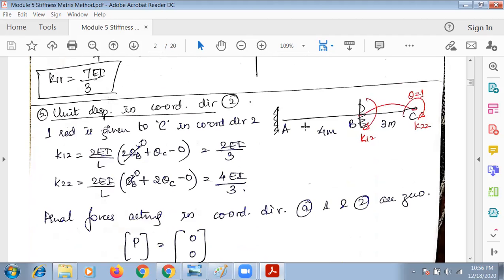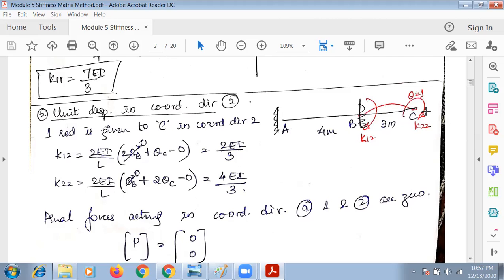Next, similarly, the same process should be applied at joint C. So when you're applying at joint C, again the same process, that is unit displacement in coordinate direction 2. Now if you add a unit rotation at 2, what would be the displacements happening? Again draw A, B, C as it is, only in coordinate direction 2, that is at C, that joint you have to release. You have to release that joint and apply the load. So fix A and B. Now at C, the first thing is to apply theta equal to 1 radian at C, that is in coordinate direction 2.